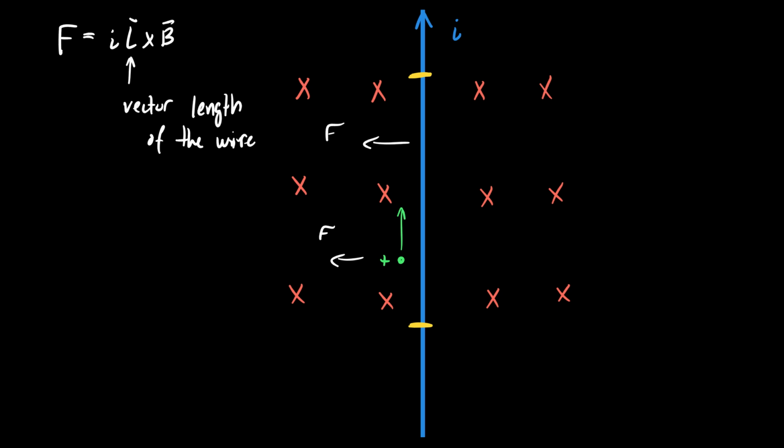But that's not actually what's happening in the wire. In the wire, we actually have negative particles that are traveling in the opposite direction. Try your right-hand rule on that. See if it changes your answer.